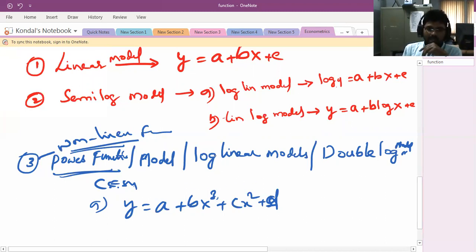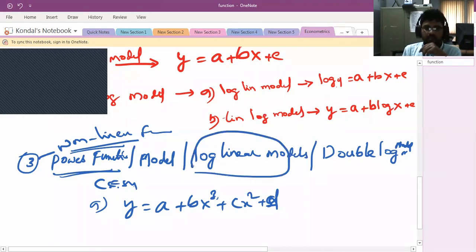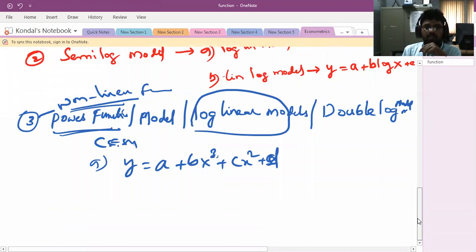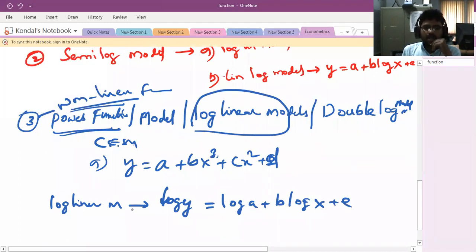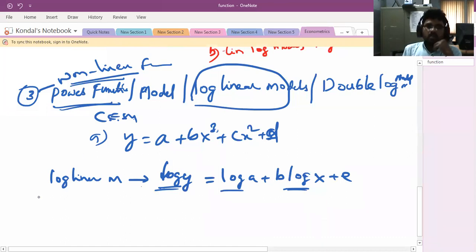So what is the log linear model here? The log linear model indicates log y is equal to log a plus b log x plus e. This is the log linear model. Both sides we will get the log values, dependent side and independent side. So double log and log linear are more or less the same.